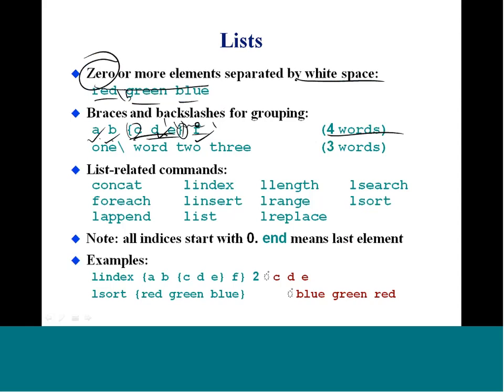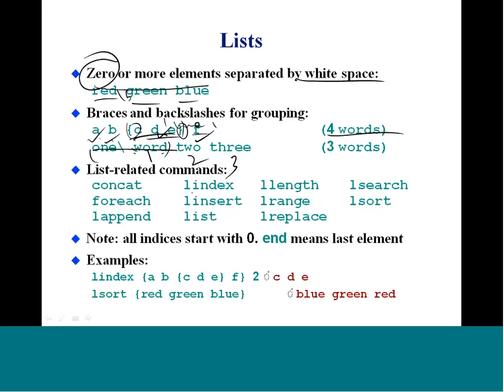Then we can also use escape characters for grouping. So here, one escape and then space and then word. This is grouped as one. So this is 1, 2, and 3. Only 3 words.